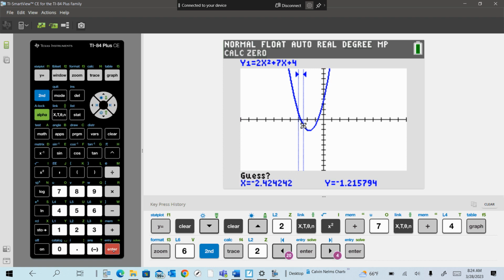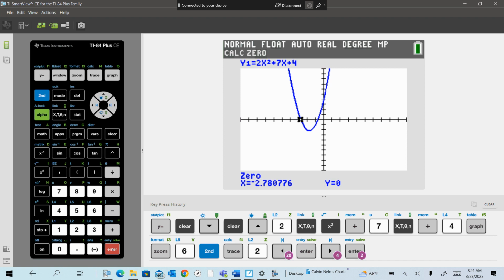And then the calculator is saying, is this the area you want me to guess where the solution is? You should see the words guess. So then you hit enter one more time, because I'm going to say, yes, this is where I want you to focus. Hit enter, and then there is my point. Okay, see how we have a decimal as our point of intersection.